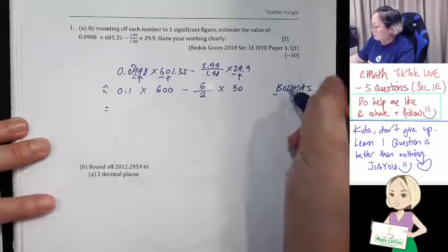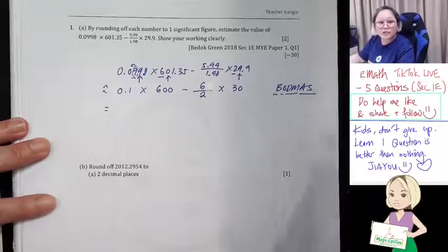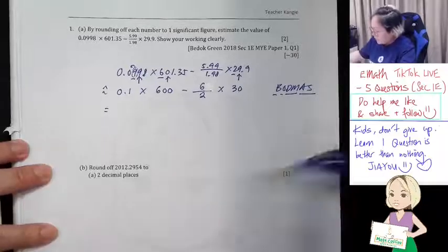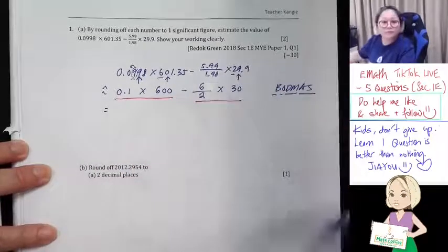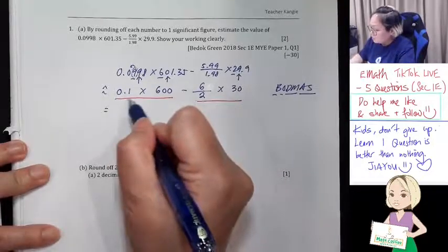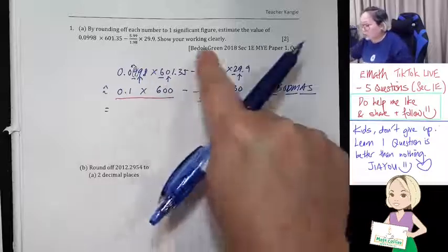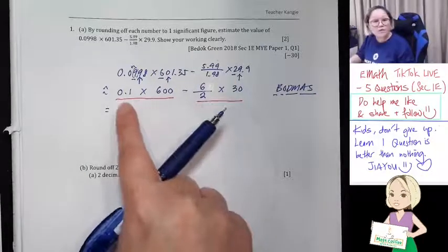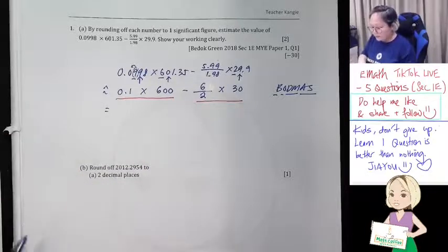Bracket, order, division, multiplication, addition, subtraction. So it means that I need to do my multiplication. So 0.1 times 600. Of course, over here you can really press calculator. When they say show your working clearly, it means that you need to break down the steps. It doesn't mean that for 0.1 times 600 you cannot press calculator. So 0.1 times 600 will be 60.